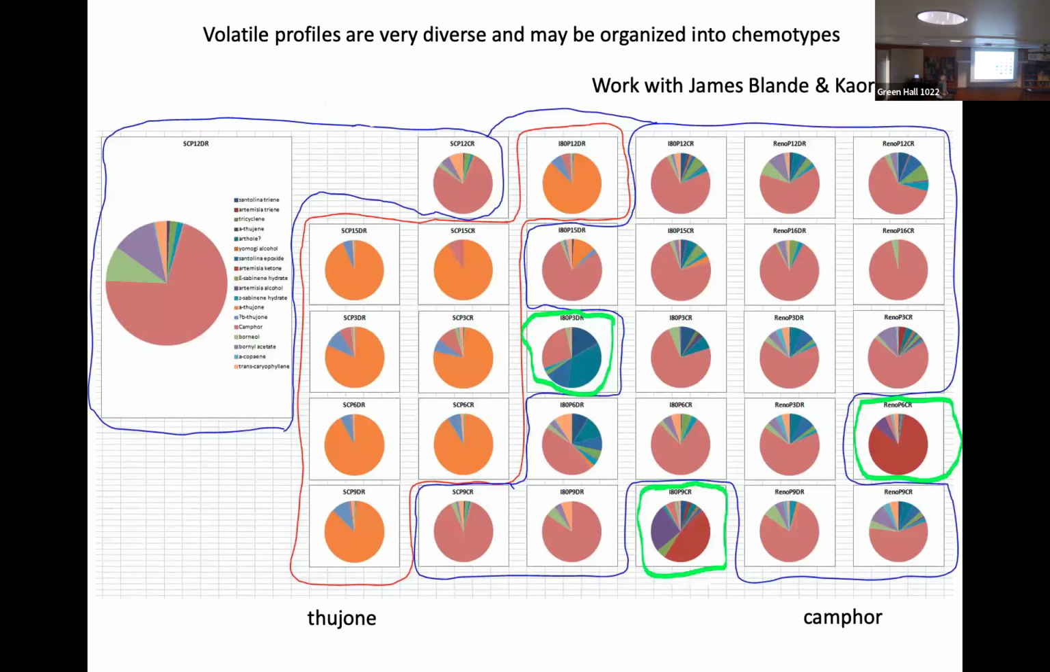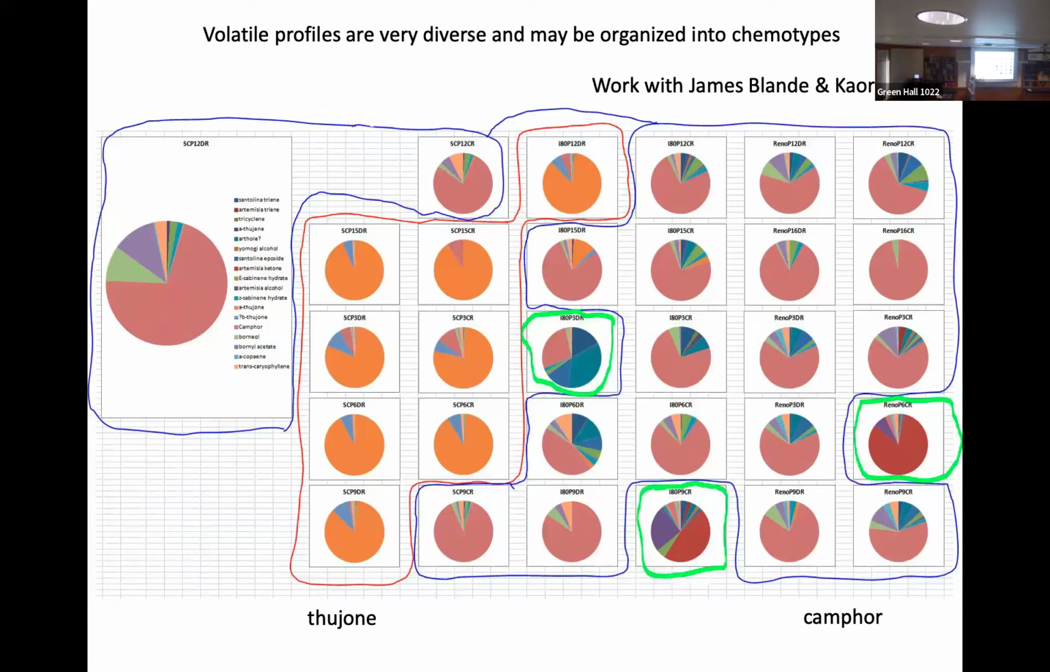James also noticed that the volatile profiles of different individuals tended to be organized into a few repeating patterns. So each of these pie diagrams represents an individual sagebrush plant in the same meadow at Sage Hen. And the spatial orientation of these pies is just how they wound up. They are not organized in the meadow in this way.